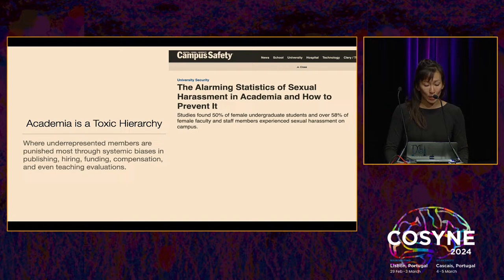In terms of sexual harassment, there are the reported stats that we know, and we don't know how many individuals have experienced it but don't report it, because I certainly never reported anything ever again after that first experience. 50% of female undergraduate students and over 58% of female faculty and staff members experienced sexual harassment on campus. And there are lots of different problems. This is not just a gender issue. There are racial issues as well.